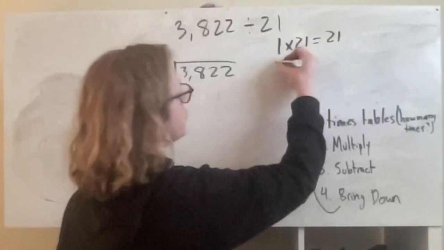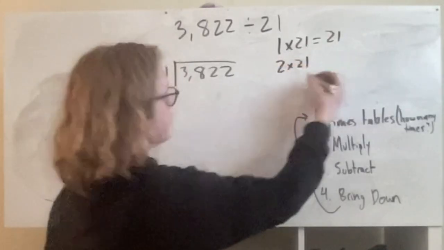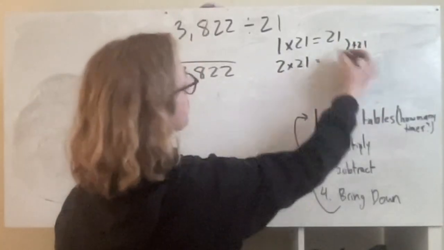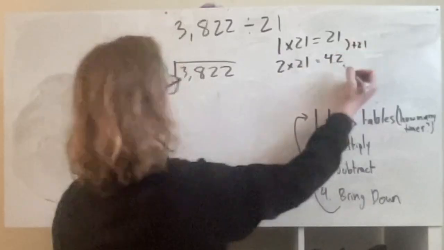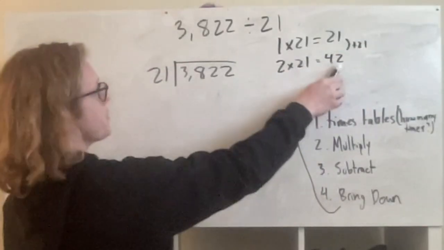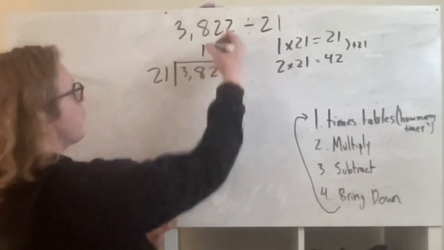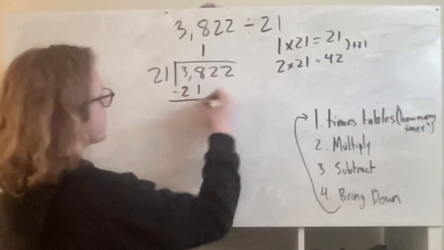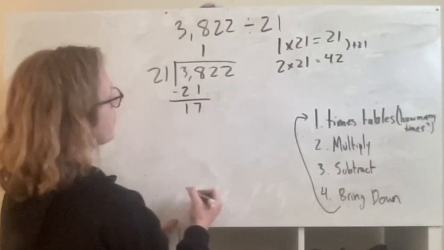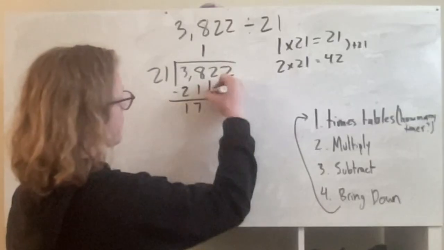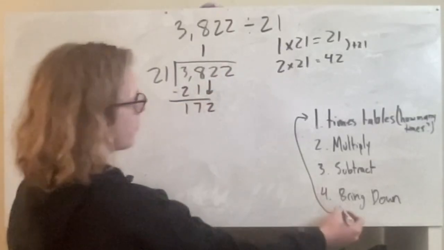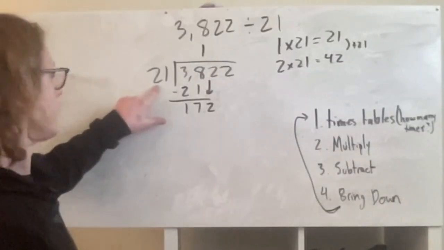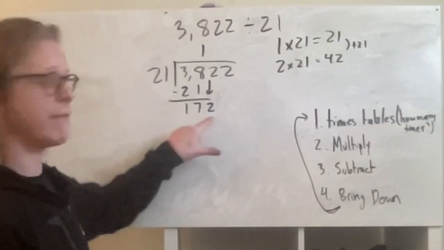How would I figure out what 2 times 21 is from here? Well, I could do it out, or I could remember that I just add 21 each time. So 21 plus 21 is 42. Okay, we see 42 is too big, so it can only fit in 1 time. 1 times 21 is 21. We subtract, we get 17 left over. We bring down the next digit. Okay, and then we repeat the process. So now we're asking, how many times can 21 go into 172?